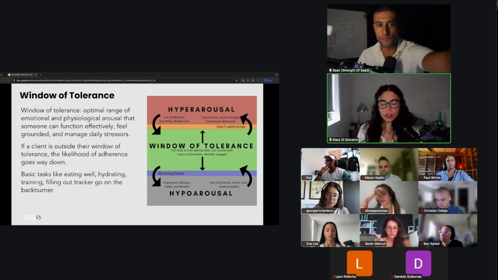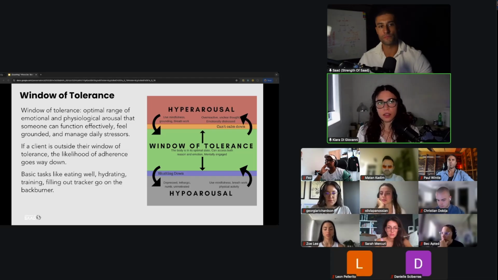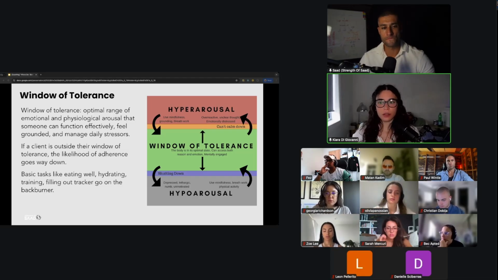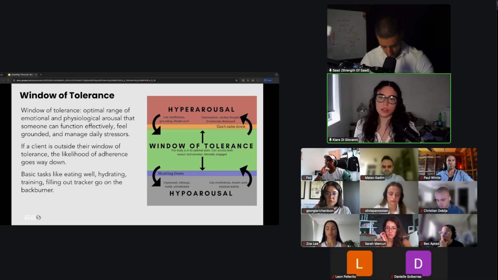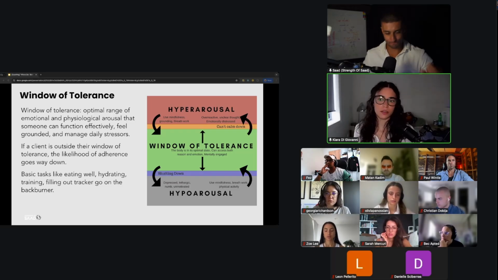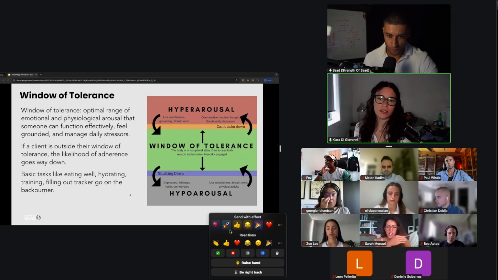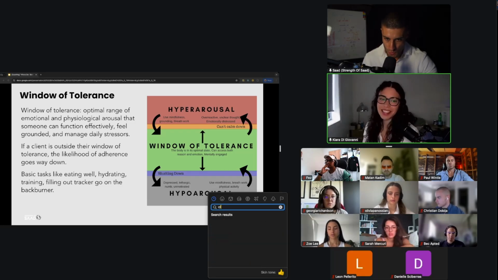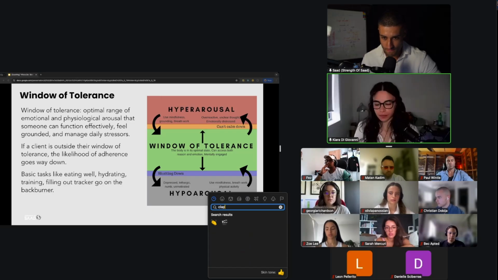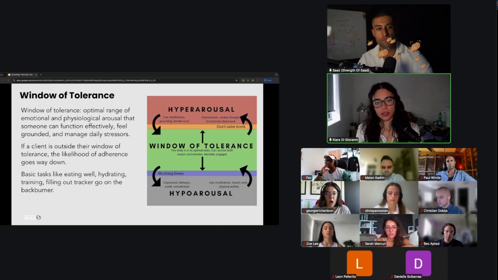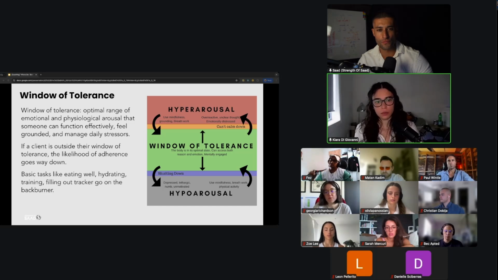But something to notice is that if your client isn't within their window of tolerance, the things you ask them to do aren't going to happen. They're not going to fill out their tracker. They're not going to train. They're going to come home from work and sit in front of the TV and eat ice cream, if that's how they deal with things. So be mindful if you're automatically blaming a client's lack of adherence on a trait they have. Instead, get curious and actually look into why things are more difficult for them.